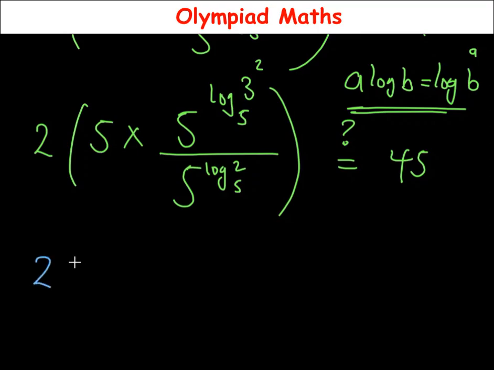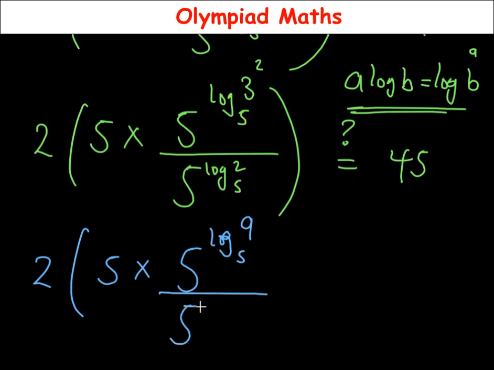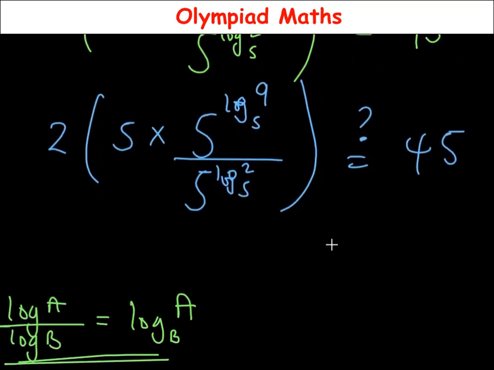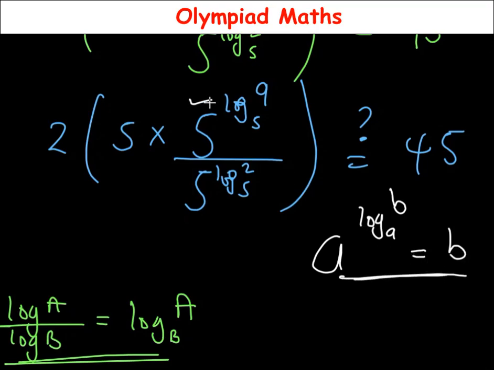Now solving this, 2 multiplied by 5 times 5 raised to power log 3 squared, which is 9, base 5, all over 5 raised to power log 2 base 5. Is this equal to 45? So from here is a rule that if you have a raised to power logarithm of b base a, this is equal to b. Applying this rule, 5 raised to power logarithm of 9 base 5 is equal to 9. Same thing here also, 5 raised to power logarithm of 2 base 5 is equal to 2.